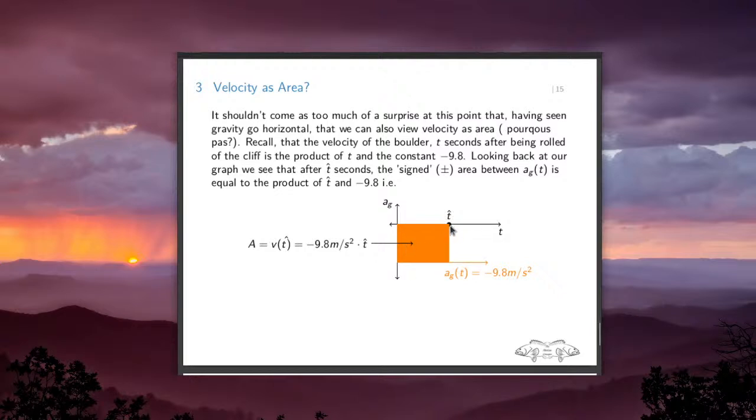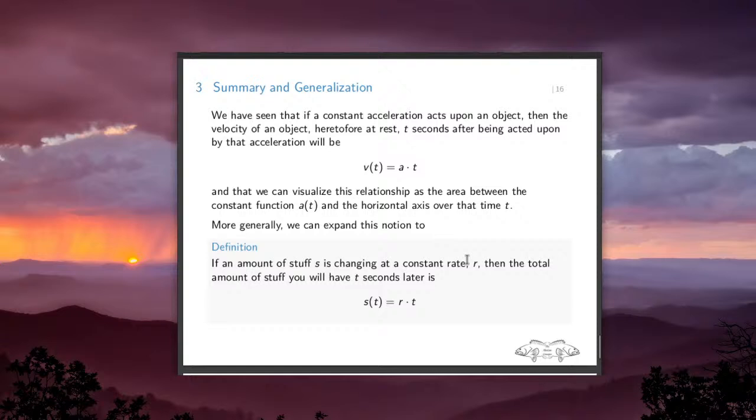And not surprisingly, the more time we let pass, the more area that will be filled in here. And that means that the faster the boulder will be going. I think intuitively that makes perfect sense, right? This is exactly what you would want to have happen, because otherwise, I don't know, it'd just be weird. But isn't this rad? I think it's pretty rad. Like, we can view velocity as an area between the horizontal axis and acceleration. I think it's rad. Maybe it's not. But I don't care.